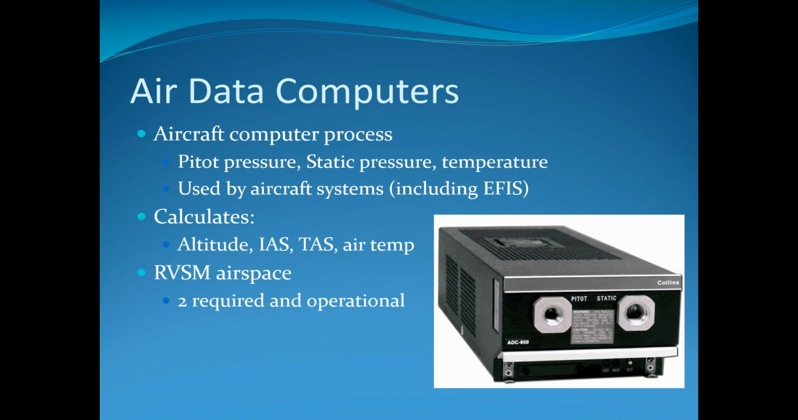Anyways, enough about air data computers. So those things basically just calculate all of the altitude. It takes a bunch of the different readings that the plane has, and it calculates a lot of different information. But the big ones are the altitude, the indicated airspeed, the true airspeed, and the air temperature.